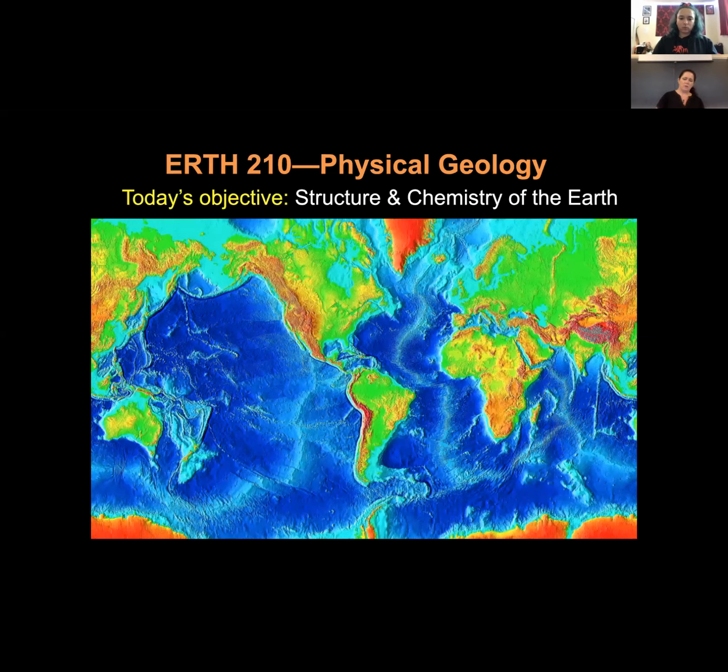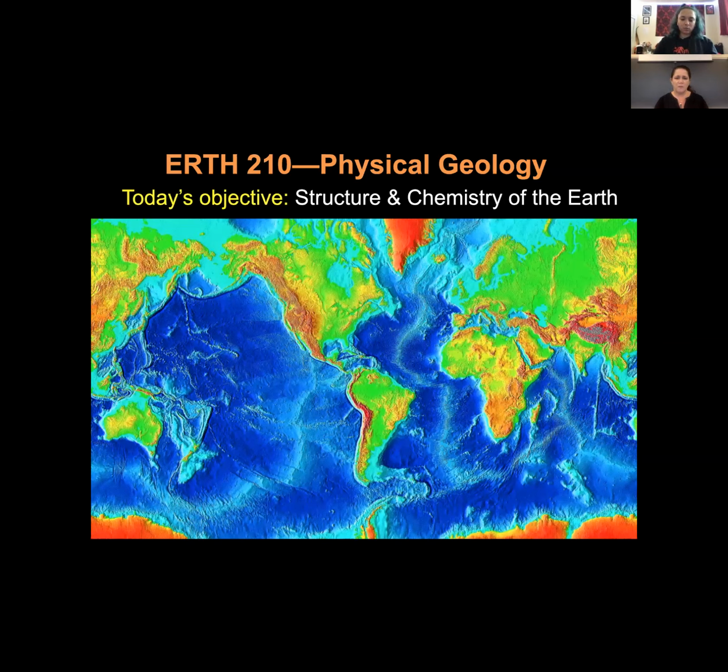I put the map here on the front. It could have been a cross section through the Earth, I suppose. You see the crust, the mantle, and the core. But I decided to put a topographic map because literally the structure and the chemical composition of the crust and the underlying layers create what we see on this map, create the topography on the land, and create the bathymetry in the ocean floor.